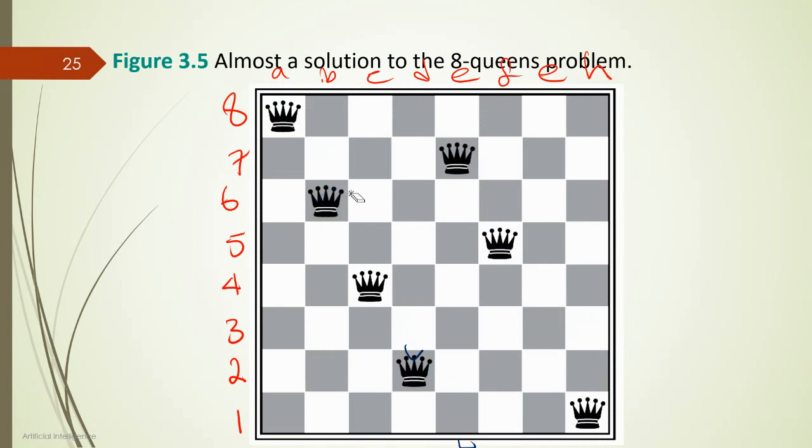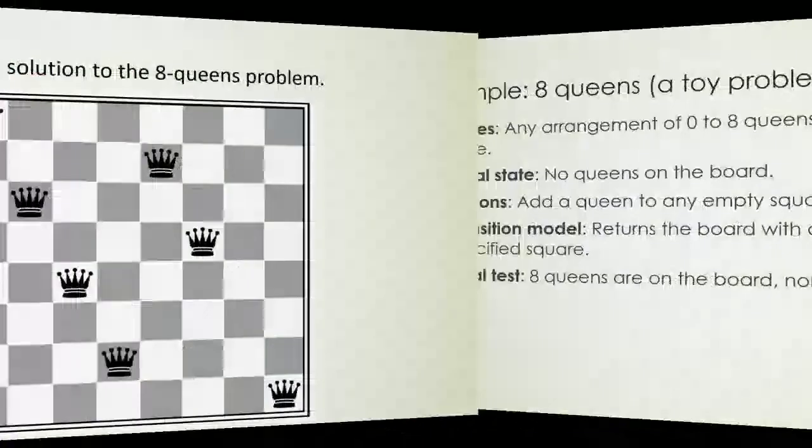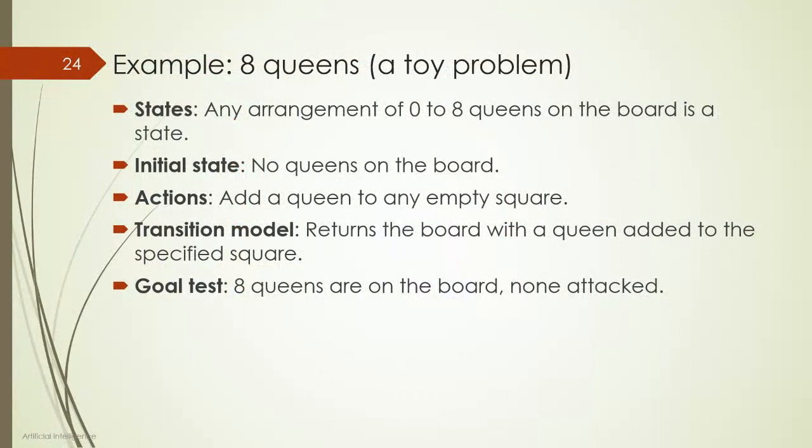Anyway, this is the problem: how to arrange these queens on the board so that they don't kill each other. The problem definition for an agent will be: any arrangement of 1 to 8 queens on the board is a state. Every arrangement is a state. The initial state has no queens, and the action is to add a queen to any empty square. The transition returns the board with the queen added.